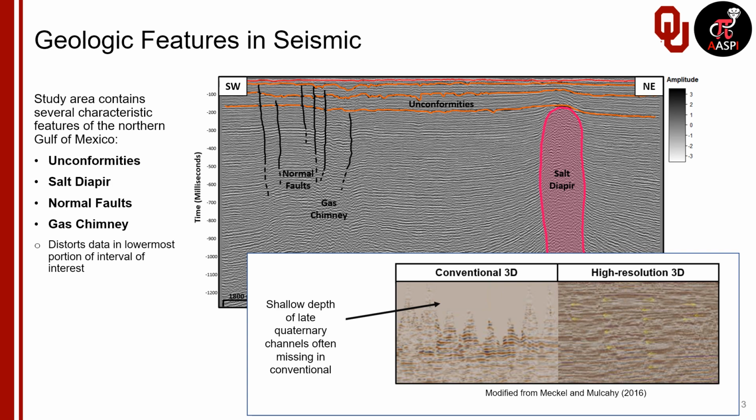If we look at what the seismic data looks like, shown in the background in black and white, we've got a cross-section of the seismic data. We can see the unconformities that I'll be looking at. We've got a salt diapir that had been identified by others, as well as some normal faults and a gas chimney. And if we look down on the bottom right-hand side of the screen, we can see a comparison between conventional 3D data and the high-resolution 3D data that Tip Meckel had put together.